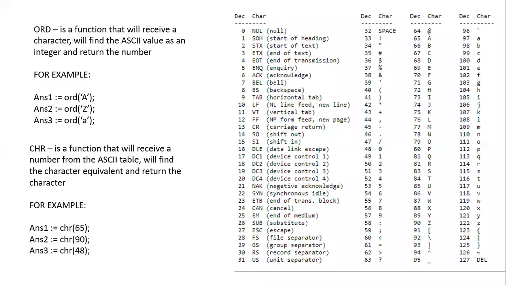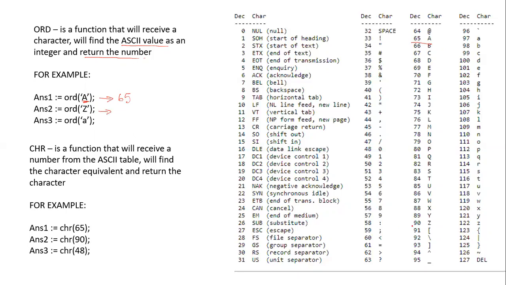ORD is also a predefined function. It will receive a character. It will find the ASCII value as an integer and return that number. For example, ord of A, we know from our previous examples that the ASCII value for capital letter A is 65. So ord will return 65.